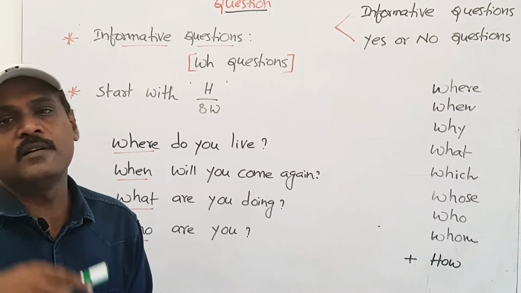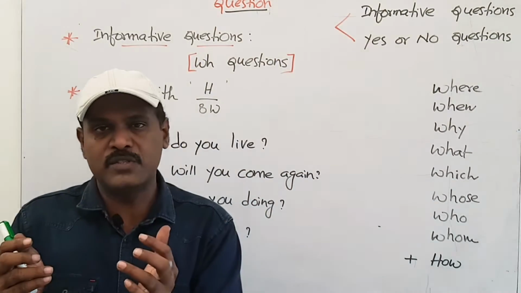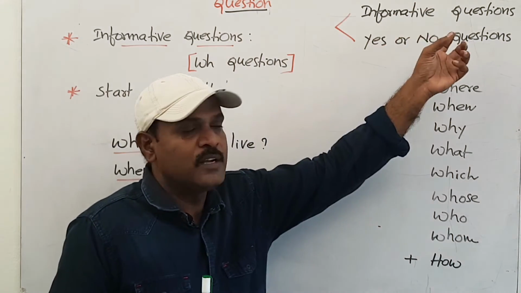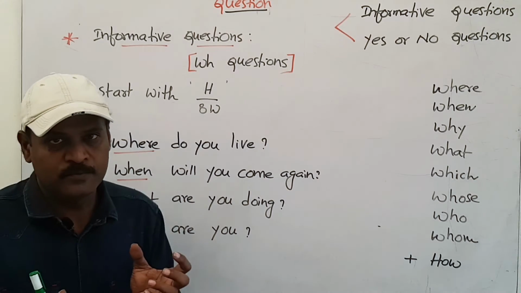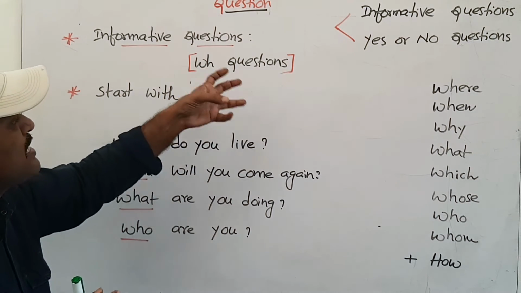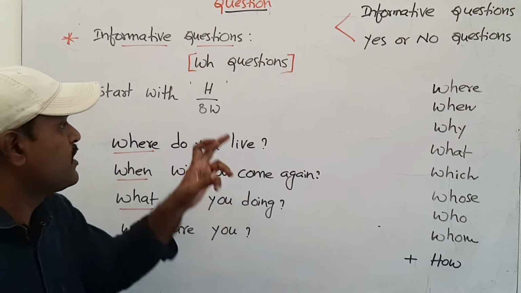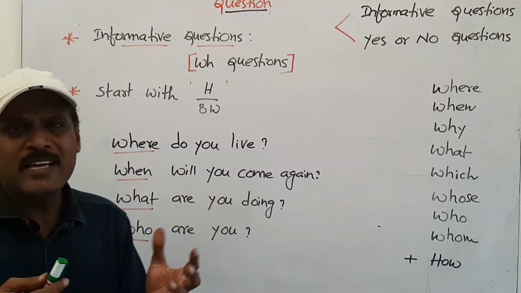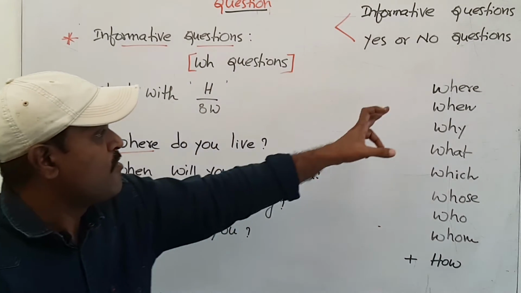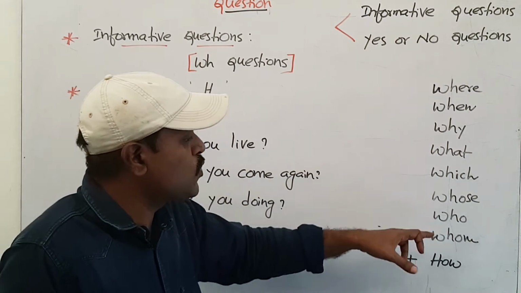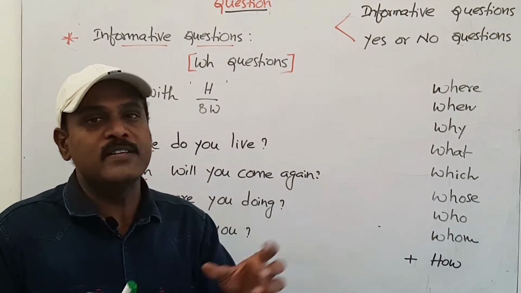Next kind of sentences are questions. In English we can see 2 types of questions. First one is informative and second one is yes or no. What is the informative question? The informative question is nothing but WH questions. Why? Because they start with H by AW. What is the H by AW? Is it a math formula? No. H by AW means where, when, why, what, which, whose, who, whom plus how. It is called H by AW.